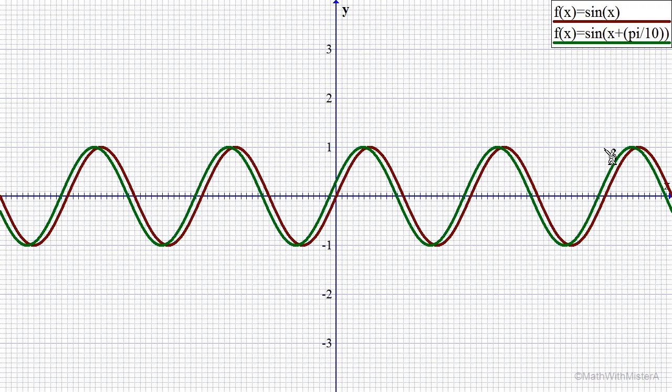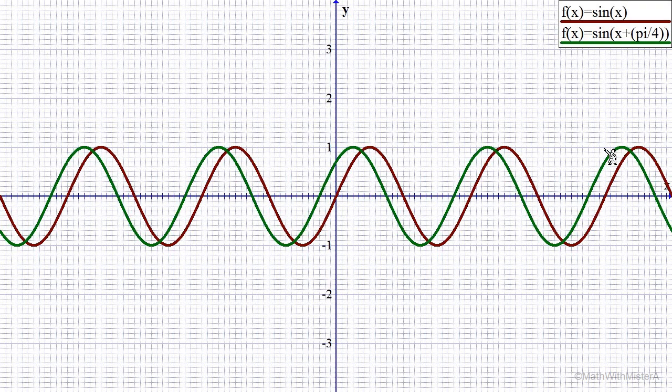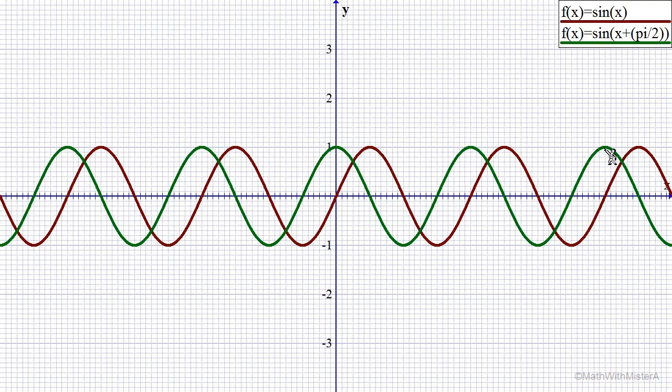Here's pi over 10, adding in pi over 10, so we're just moving to the left a little bit. Pi over 9, so as we're increasing our value of c, we can see that we're moving this graph further and further to the left. So absolutely, when we see a constant added to the variable, we know that it is producing a shift. And a constant added will shift to the left, a constant subtracted will shift to the right. But as always with these trig functions, there are going to be a few possible transformations that lead to the transformed graph that we see.